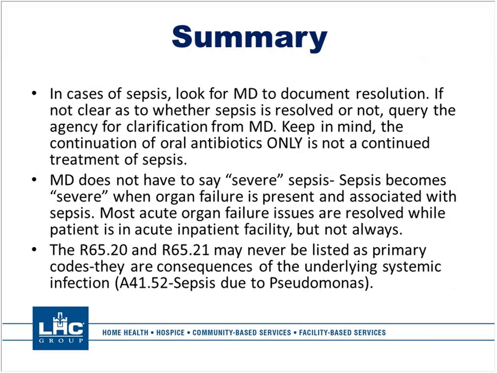The R65.20 and the R65.21 codes may never be listed as primary codes. They are consequences of the underlying systemic infection, and those are your A codes. So keep in mind, those will never be your primary code.